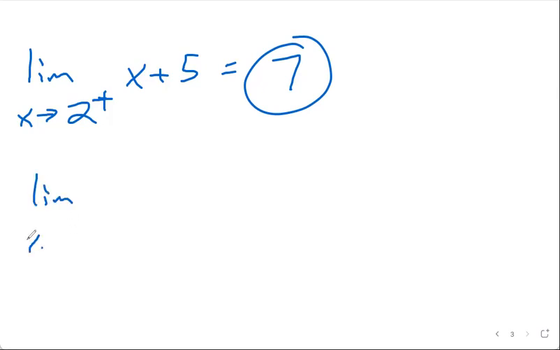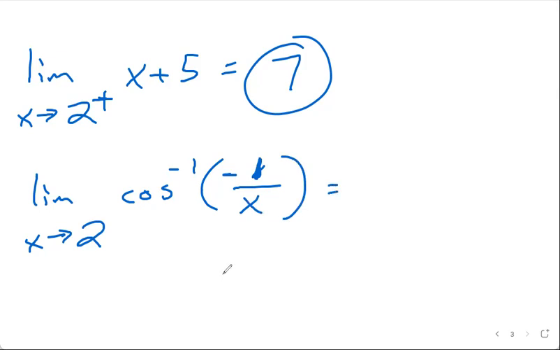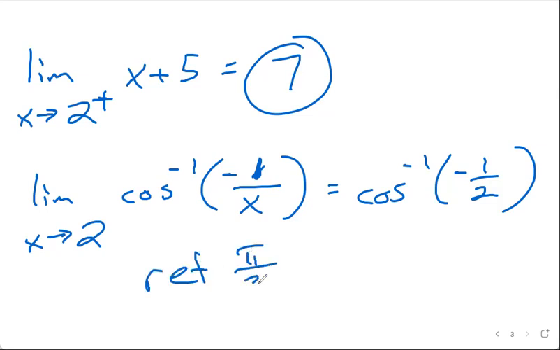You might get something like the limit as x approaches 2 of cosine inverse of negative 1 over x. So if we do that, we would get cosine inverse of negative 1/2. And now you have to deal with inverse trig. So thought process, where does cosine equal 1/2 at? Cosine equals 1/2, the reference angle would be at pi over 3.